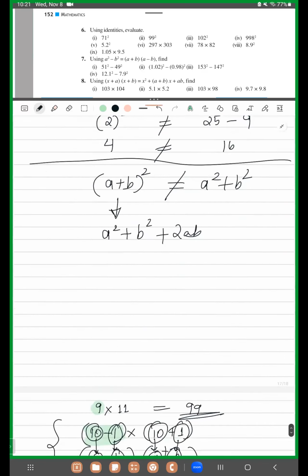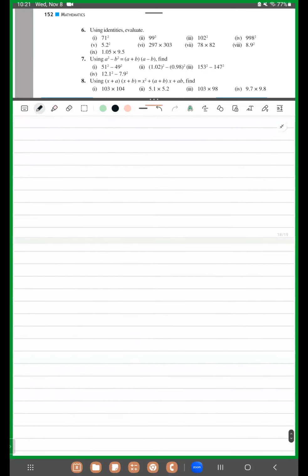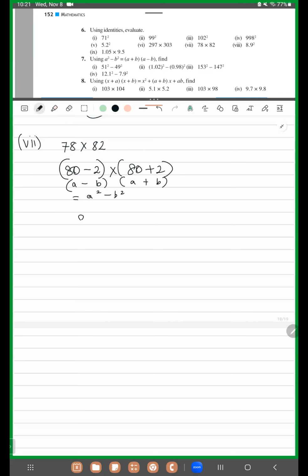A similar question is the seventh one as well. Multiplied by 82. 78 can be written as 80 minus 2, and then 80 plus 2. Then A minus B multiplied by A plus B will be A square minus B square. So 80 square minus 2 square. What is 80 square? 80 square is 6,400. And then 6,400 minus 4 is 6,396. Very good.